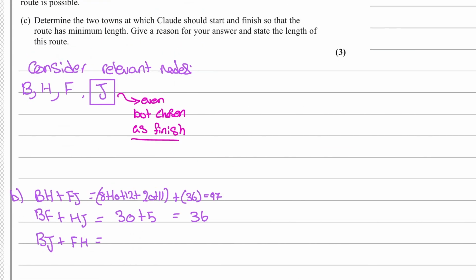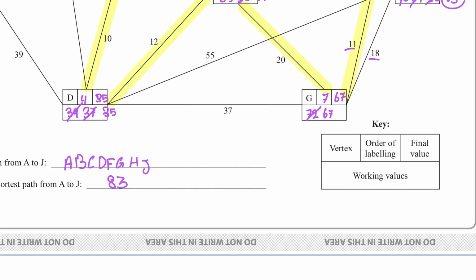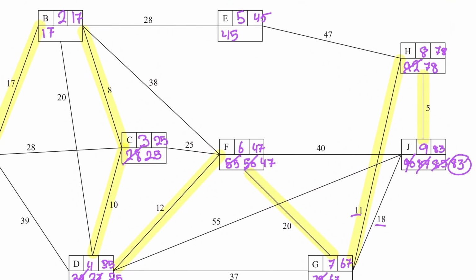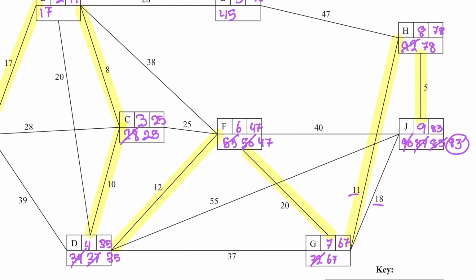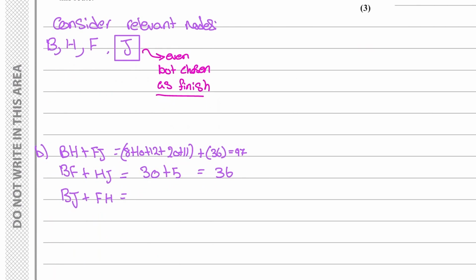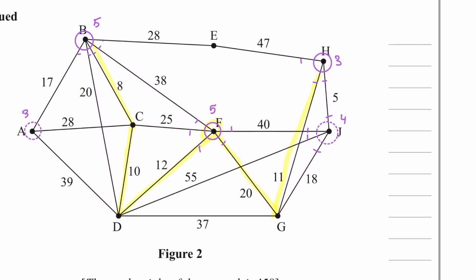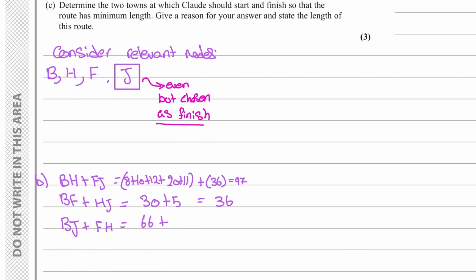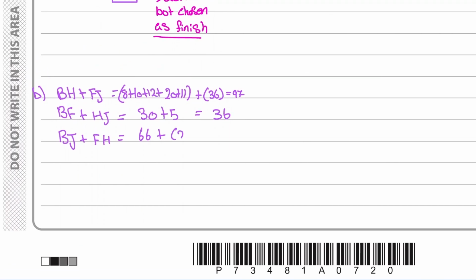Then we've got BJ. So we're going to go here and repeat the same thing. 83 minus 17, which is going to be 66, plus an FH, which was 20 plus 11. 66 plus 31, which is 97. So the shortest pair in here is going to be BF and AJ.